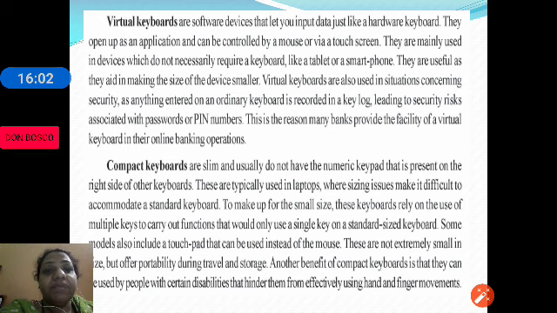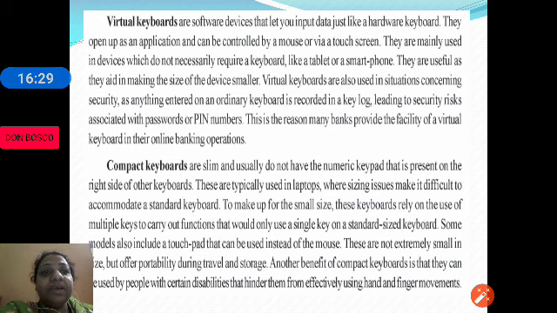Next is the compact keyboard. As you can see, many devices like notebooks or laptops have a keyboard embedded within them, which is very slim and very light. So compact keyboards are very slim and they usually do not have numeric pads, which are present on the right side of standard keyboards.